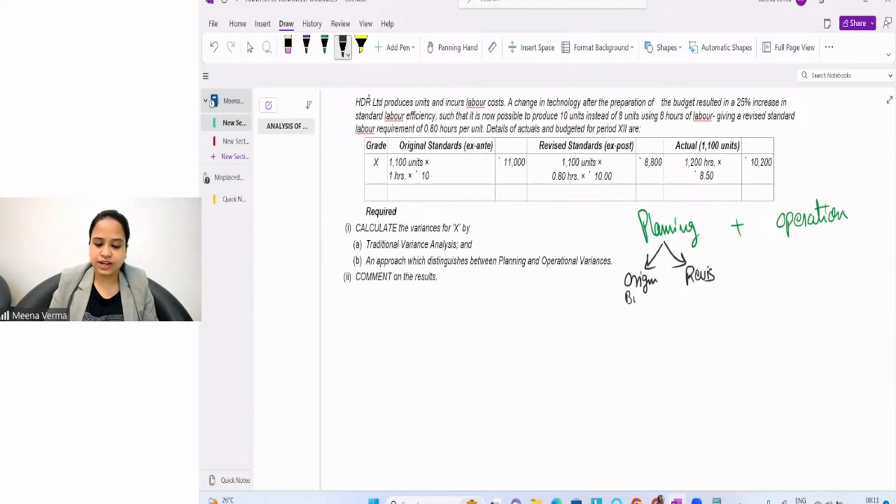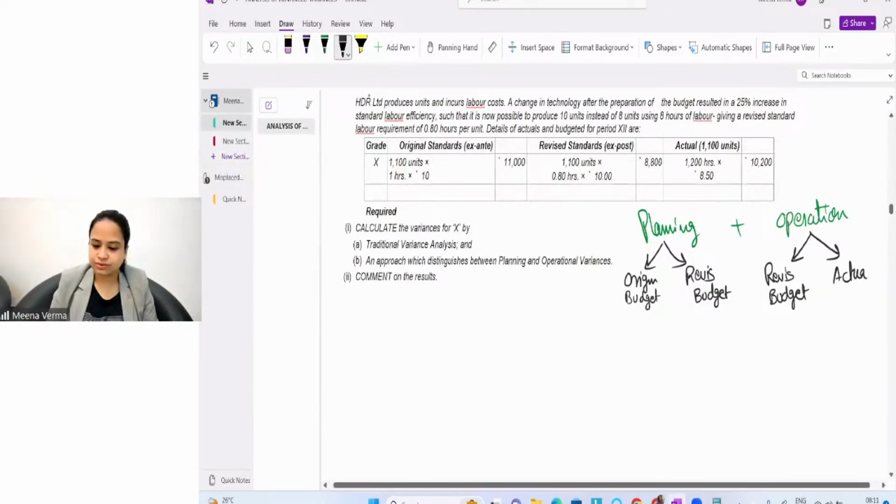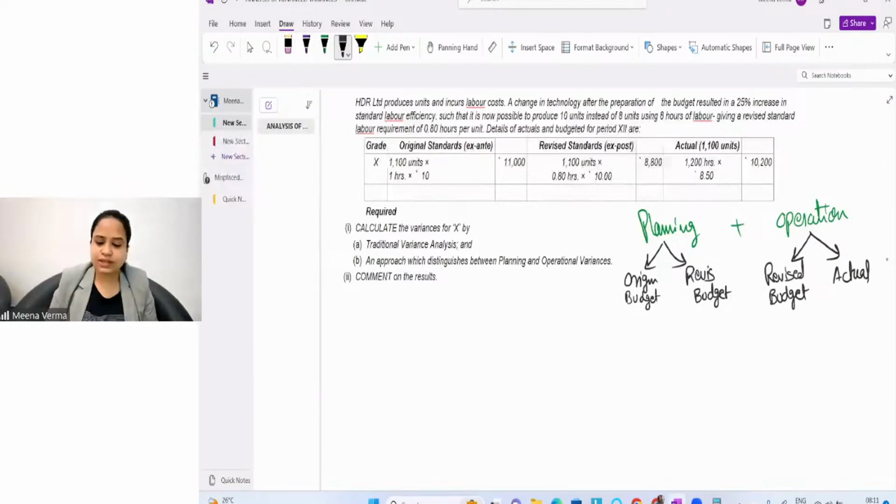This is all budget, right? Estimation, the original budget and the revised budget. This will give you planning variation. And what is the operational variation? This will be the revised budget and the actual scenario, right? Revised budget and the actual scenario will be operational variation. So you can now see this information for everything. You can take the material quantity, you can take the price, and you can calculate everything.